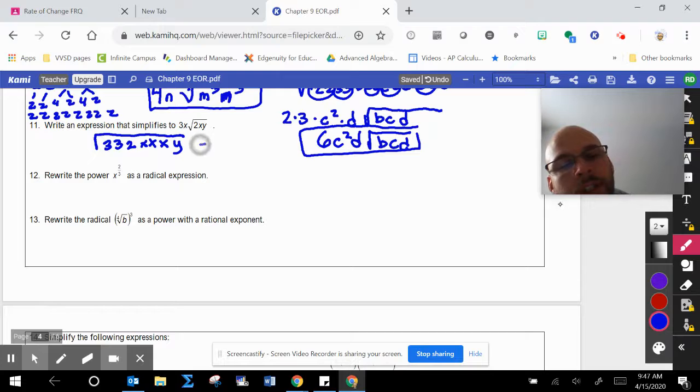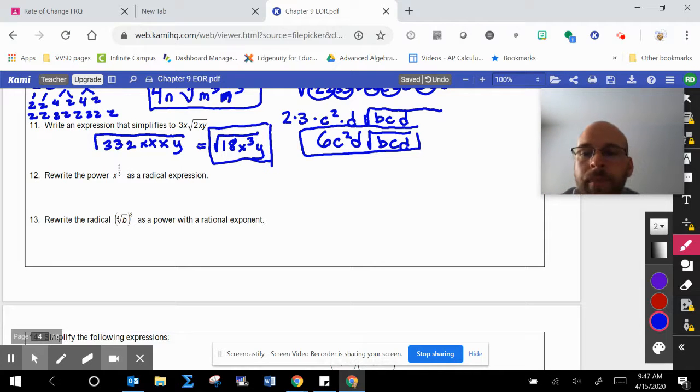So if I put this all together and I multiply all that together, 3 times 3 times 2, 3 times 3 is 9, times 2, I'm going to have the square root of 18, x to the third, y. This would have had to been the original problem in order to get that expression. Okay, so write an expression that simplifies to that means what was the original problem before you simplified.